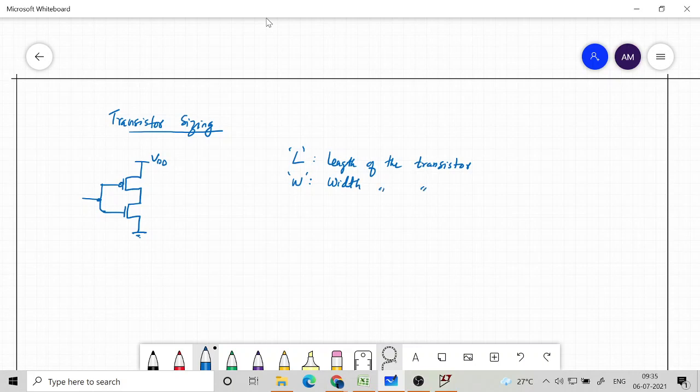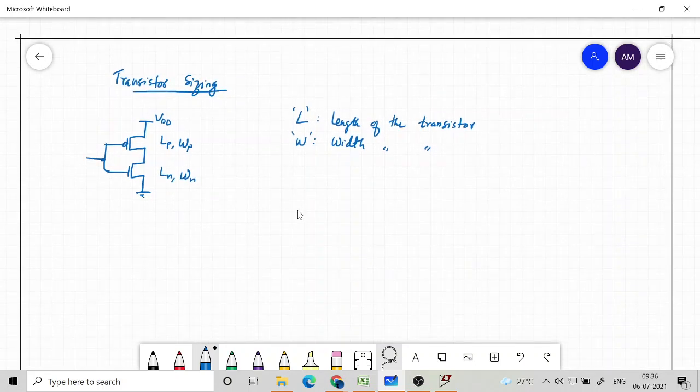So for the PMOS, we have LP, WP. Sorry, so this is PMOS, so we will call it LP, WP. Similarly, there is LN, WN for NMOS.